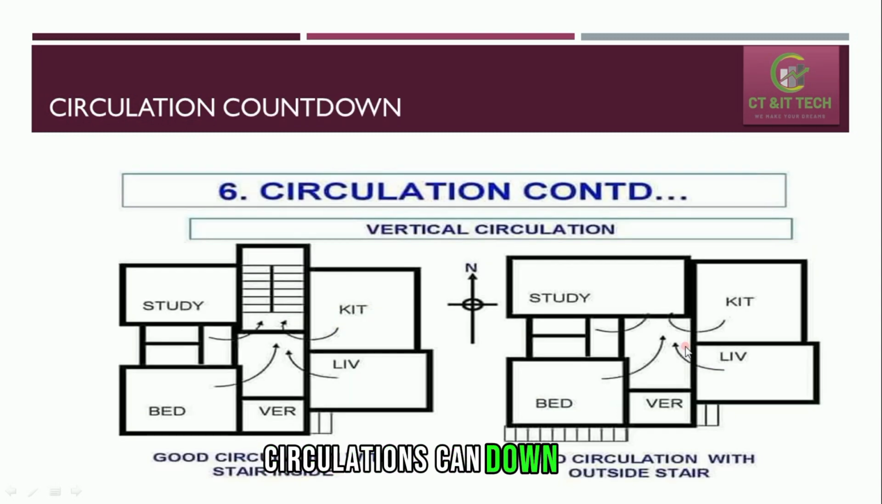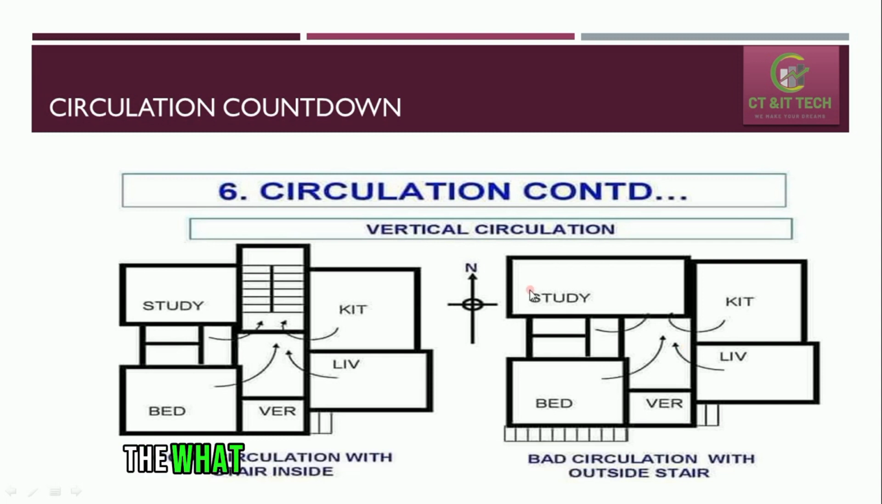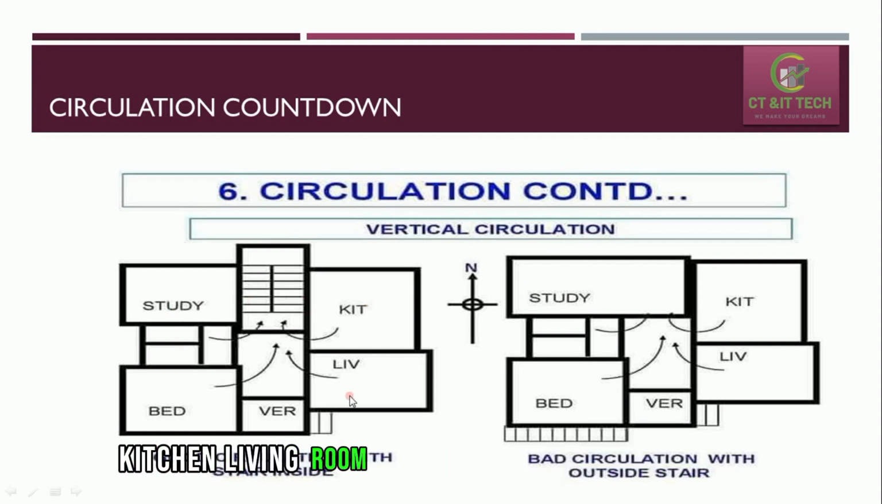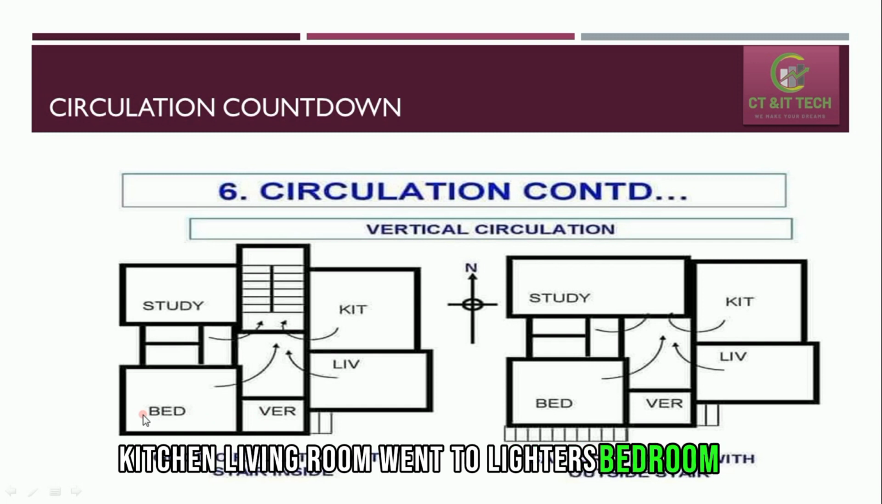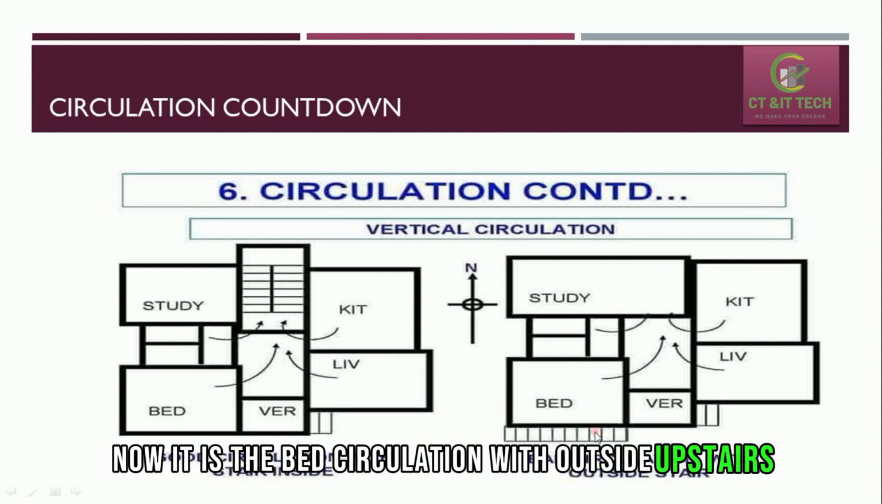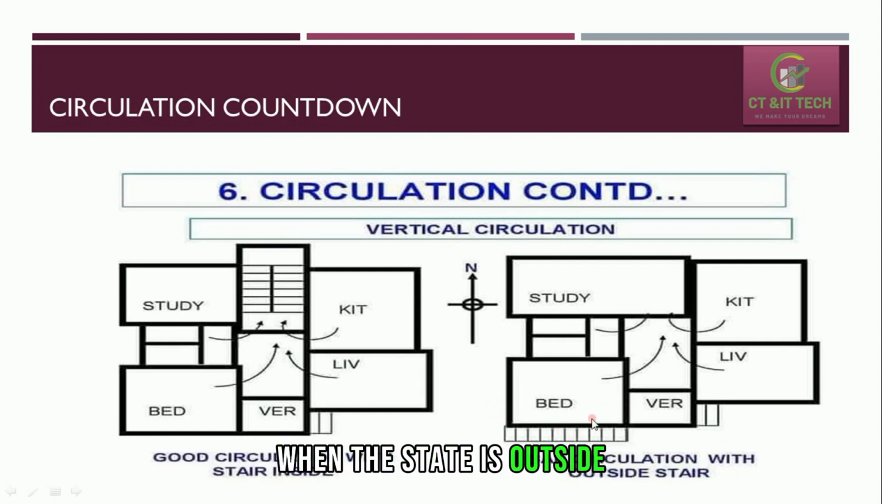Now circulation, good and bad. The vertical circulation connects the study, stairs, kitchen, living room, ventilators, bedroom, etc. A good circulation has the stair inside, and this design can be used for all area requirements. Now this is a bad circulation with the stair outside. When the stair is outside, it is not good for circulation.